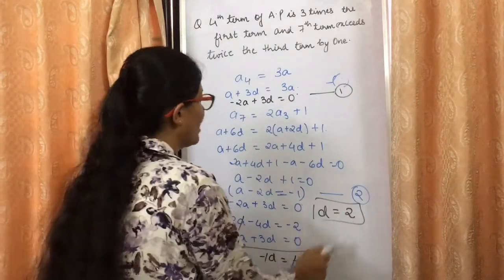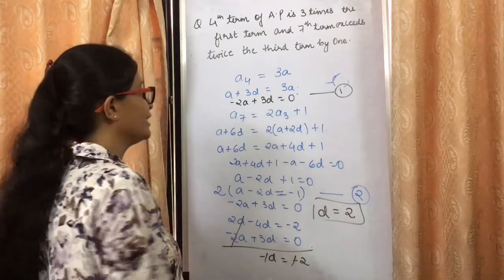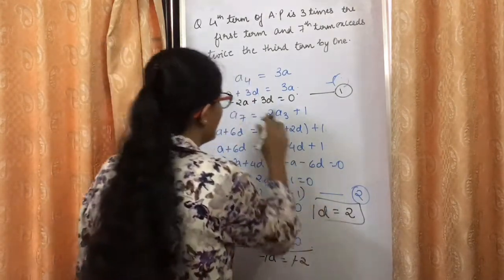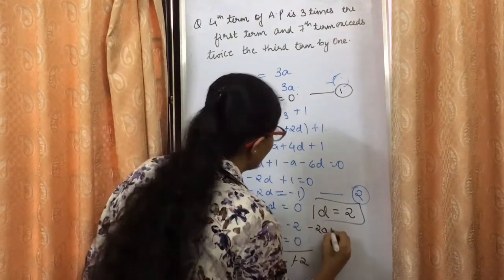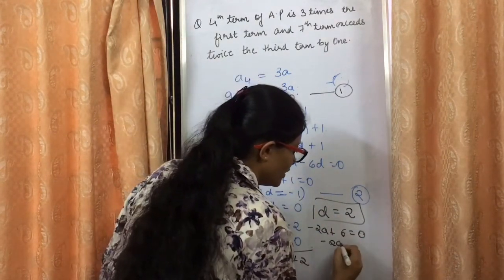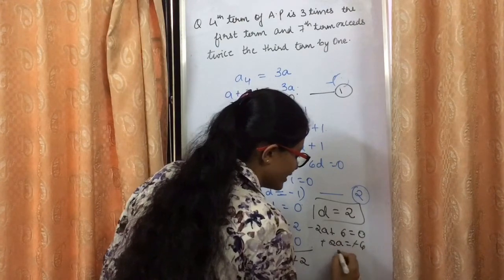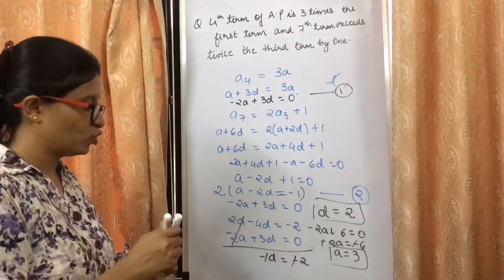d की वैल्यू 2 आ गई तो d की वैल्यू उठा करके किसी भी इक्वेशन में रखोगे तो a की वैल्यू निकल के आ जाएगी. लेट्स सपोज इसमें रखी minus 2a plus 3d is equal to 0. Minus 2a plus 3 into 2 will give you 6 is equal to 0. Minus 2a is equal to minus 6. Minus minus will get cancelled out. The a comes out to be 3.